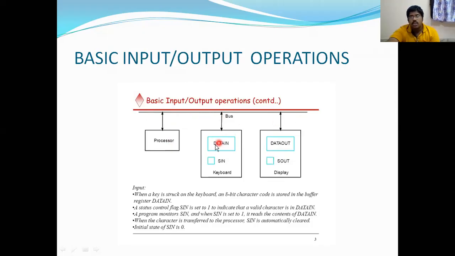If you observe, using this common bus the input data is transferred to the processor, and using the same common bus the data is transferred from the processor to the output device. Here SOUT means serial out, and you have a display unit. It may be a display unit like a monitor, or it may be a printer where the output is going to be displayed.